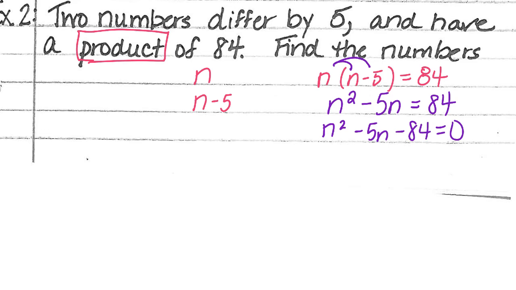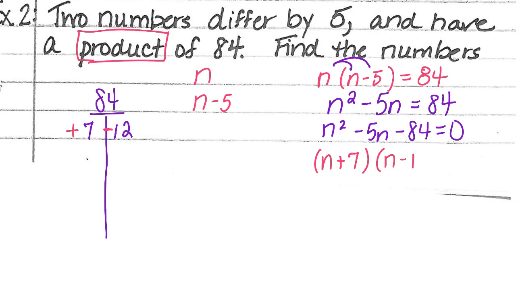And now I have to find all the factors of 84 that have a difference of 5, so the factors that multiply to negative 84. Isn't 7 times 12 84? Yes, and they have a difference of 5. So I want this to be a positive 7 and a negative 12. So it looks like when I solve, my two answers are negative 7 and positive 12.